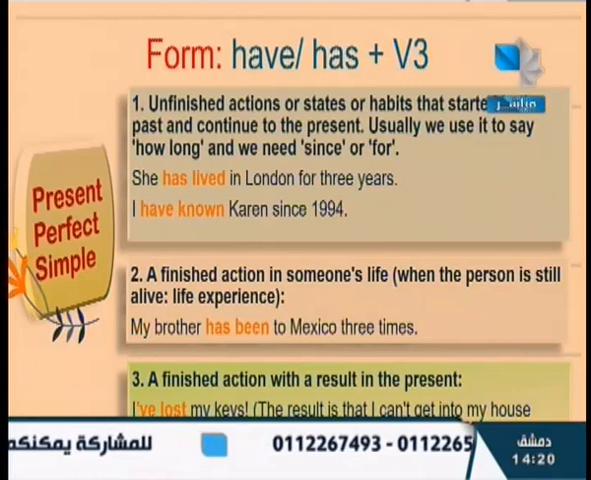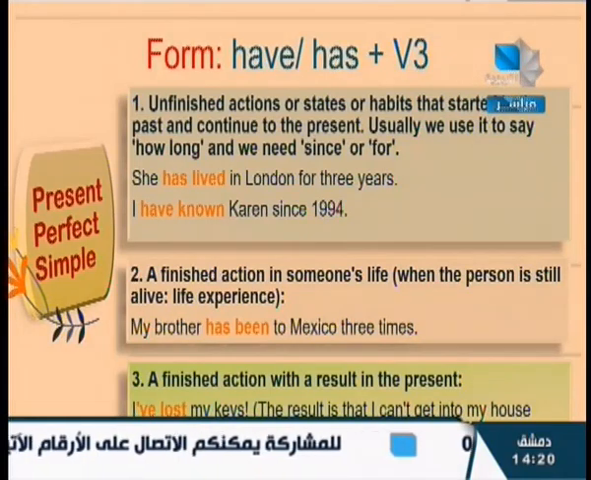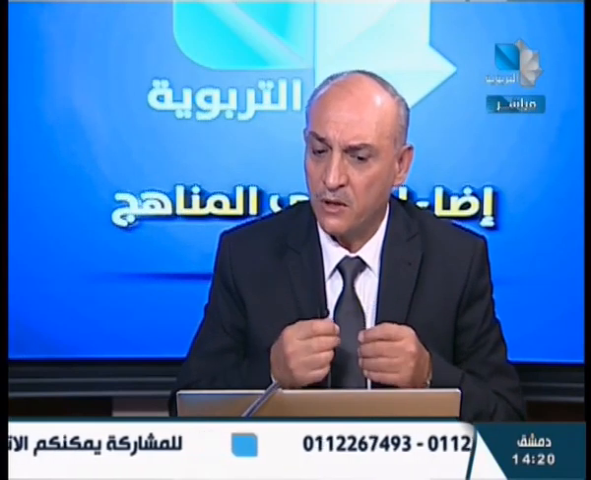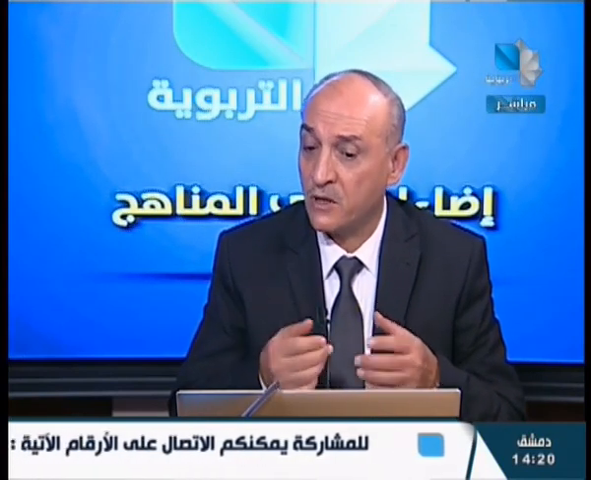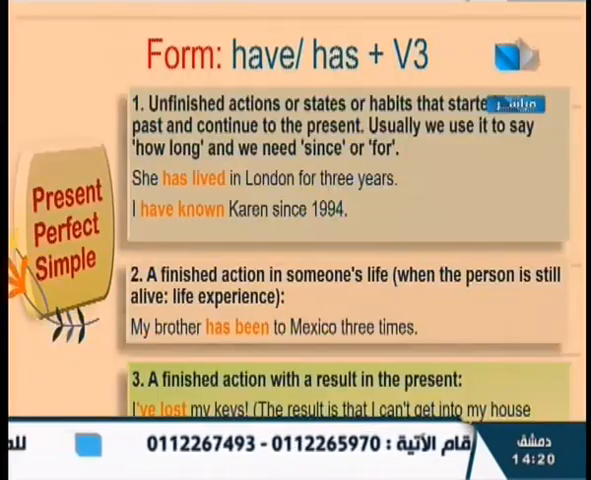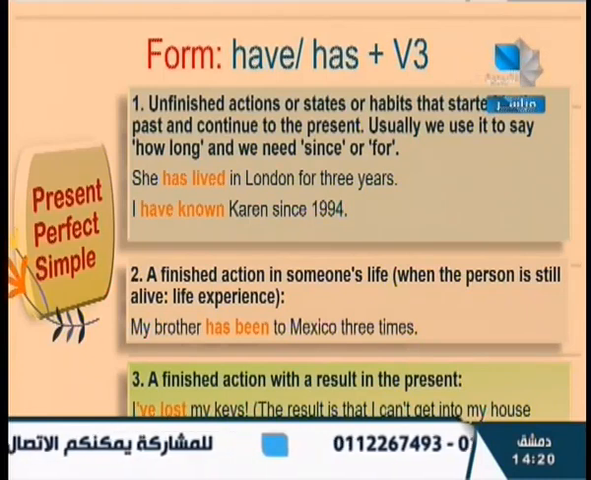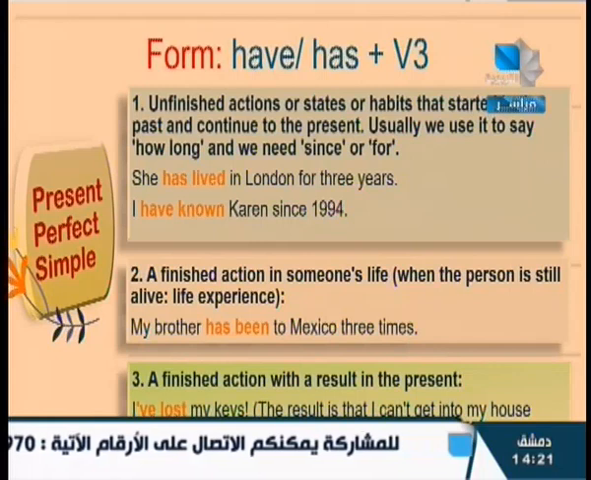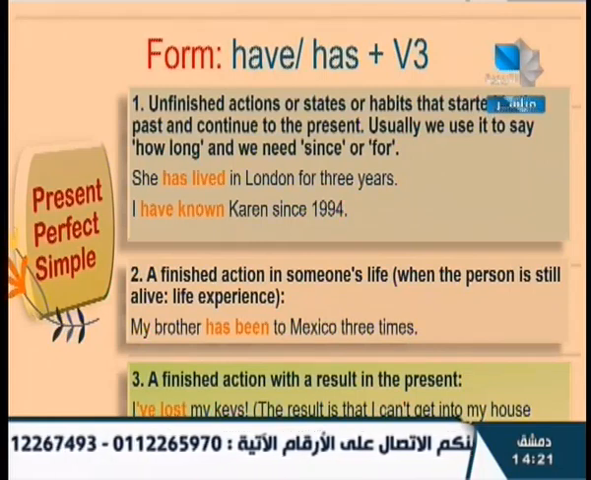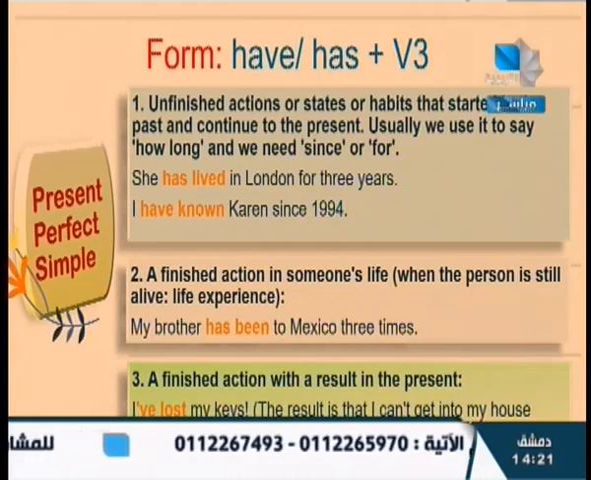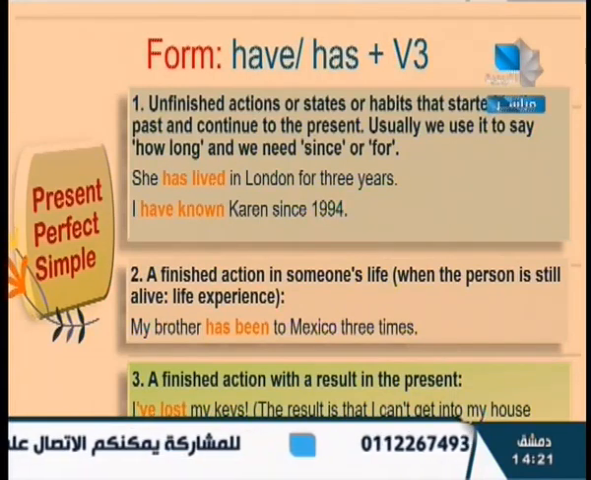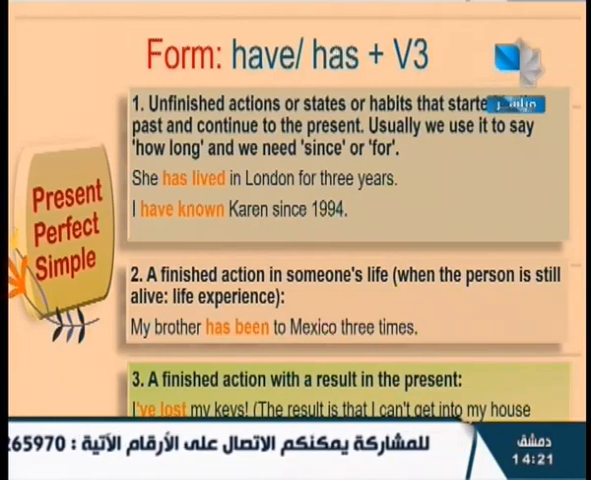So here we can talk about the present perfect as follows. We can say that there are 3 main uses. The first one is for unfinished actions. What do we mean by this? The action is not finished, or states or habits that started in the past and continue to the present, but they haven't finished yet. Usually we use it to say how long, and we need since or for in this case. She has lived in London for 3 years. It means that this action started 3 years ago and continues to the present, but it is not finished yet. I have known Karen since 1994.